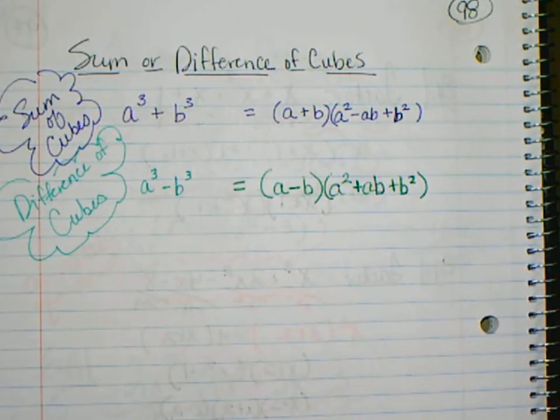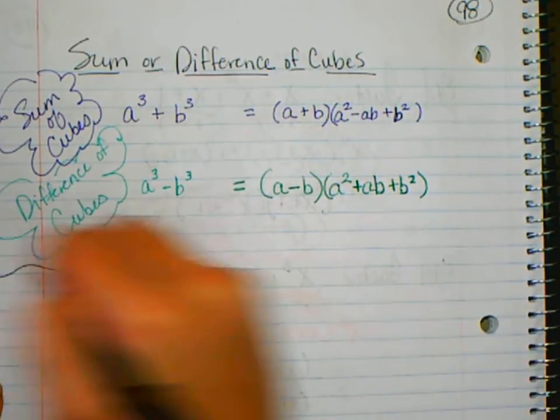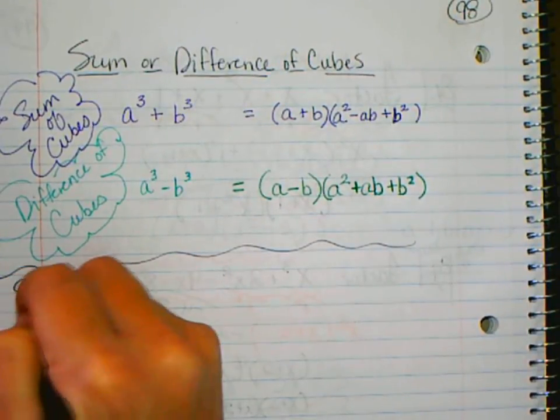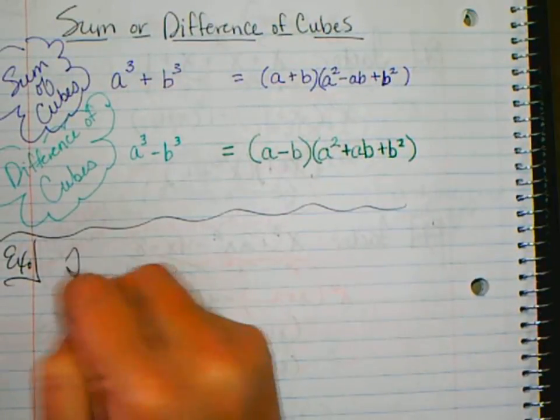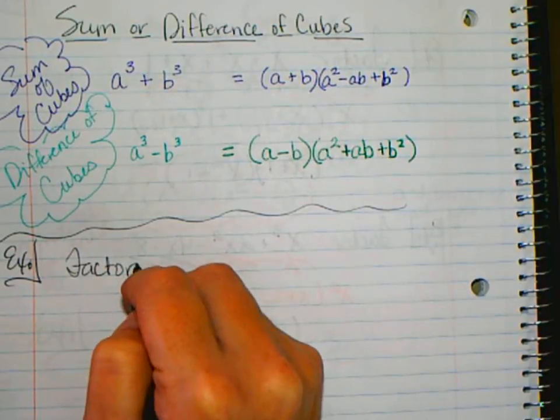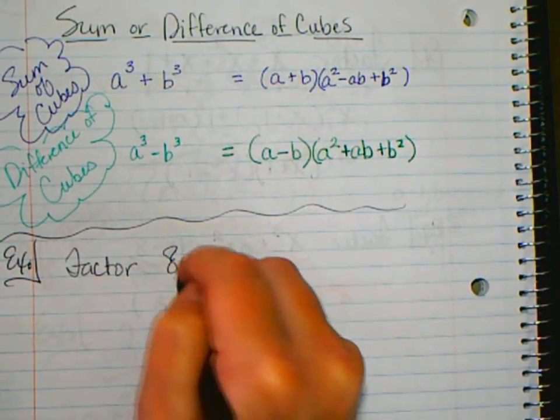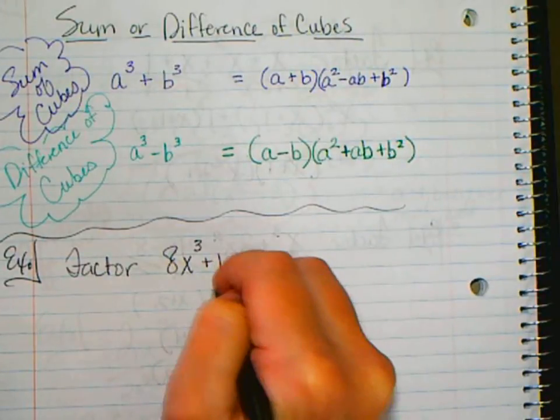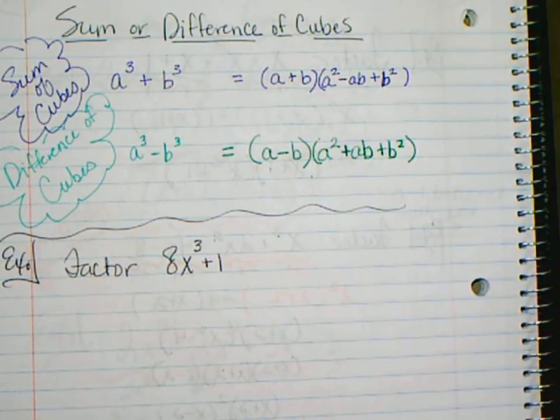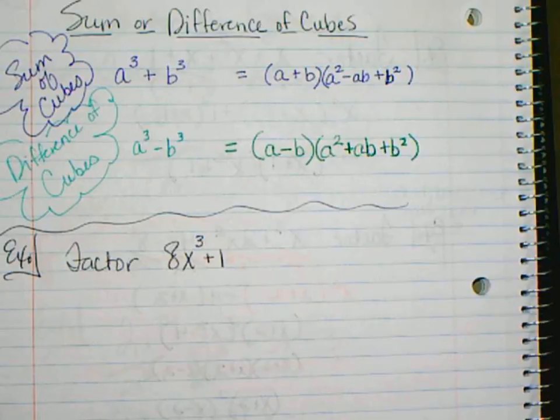Alright, so let me show you an example. In our problems, some of them we're going to just factor only, and then some of them we're going to factor and solve. Okay? On your homework, you have to factor and solve. But this first example, we're just going to factor. All right, so let's get that down. Let us factor 8x cubed plus 1. Eight x cubed plus 1.